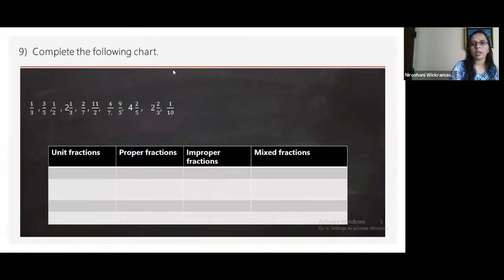Complete the following chart. Now look at here. What are the unit fractions here? One third, half, 1/10. They are the unit fractions here. Proper fractions, even unit fractions also belong to proper fractions. But I am going to include only these things, right? 3/5.